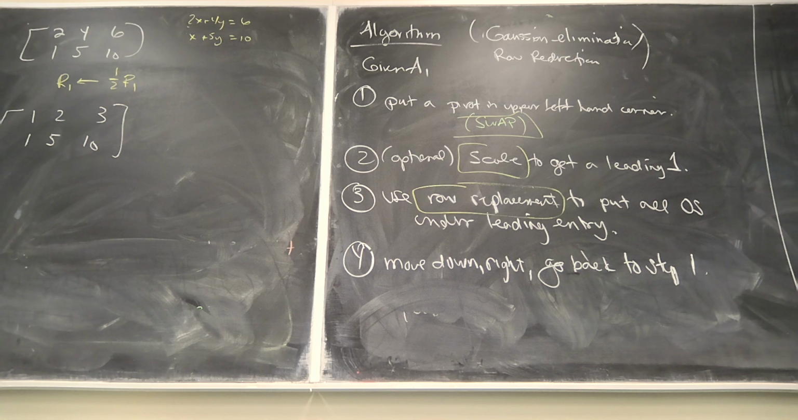Step 3, use row replacement. This is what we're working on right now. This is why these are called pivots, by the way. At each step, there's like a pin in that position I'm working with respect to. I'm pivoting off of that entry. So I'm going to put zeros all underneath it using row replacement.